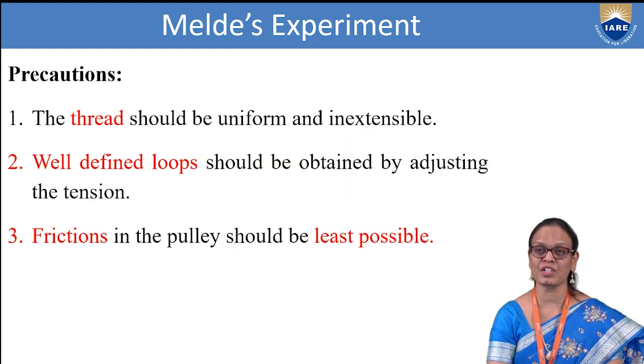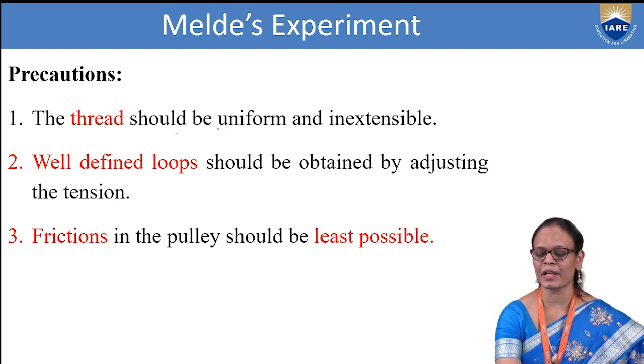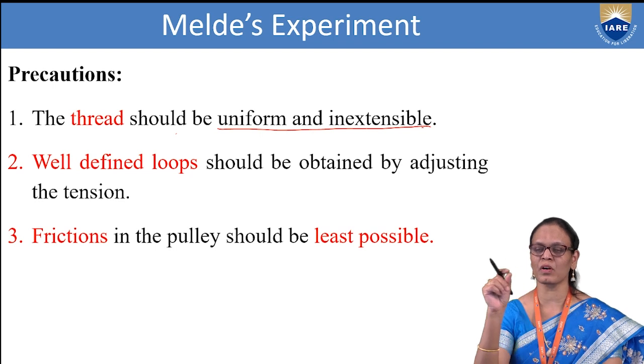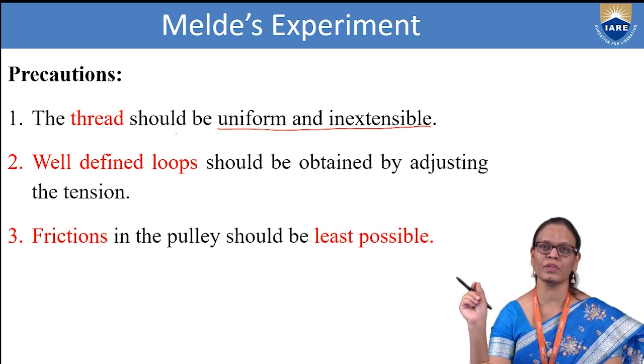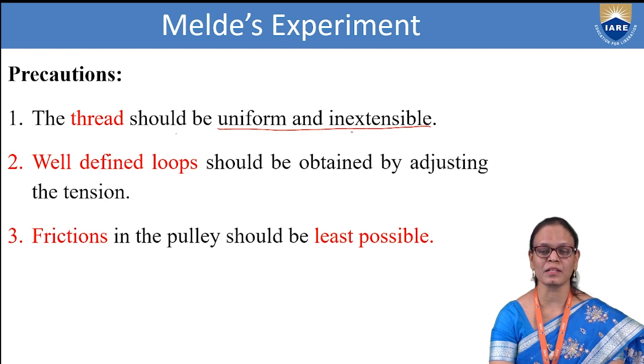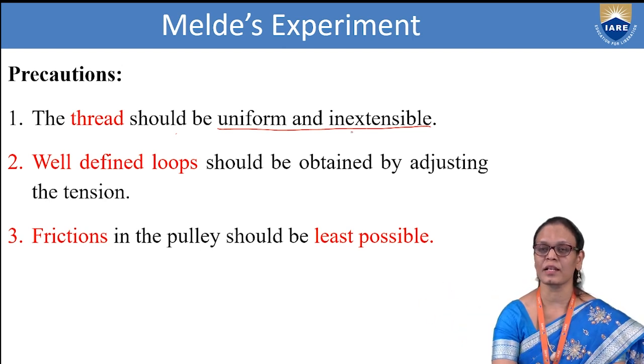Now let us see the precautions that we have to take to do the experiment. The thread should be uniform and inextensible. Meaning whatever string or thread you are taking, the thickness should be uniform throughout. You cannot have a string with unequal thickness. And it should be inextensible. It cannot just stretch like a rubber band. It cannot stretch. That is inextensible.